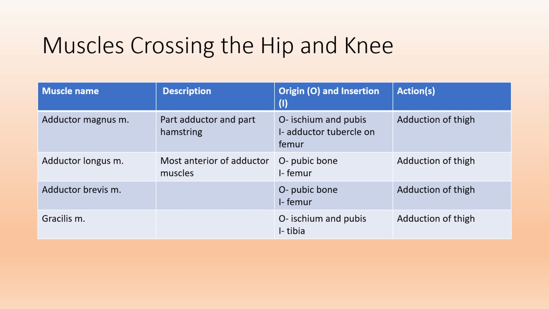Next, adductor longus. This muscle's probably long compared to the others, coming from the pubic bone and inserting onto the femur. Next, adductor brevis. Remember, brevis means short. Also coming from the pubic bone, inserting onto the femur. And lastly, gracilis. The term gracile means thin and straight, like a blade of grass. This muscle comes from the ischium and the pubis and inserts onto the tibia. Either way, all four of them adduct the thigh.